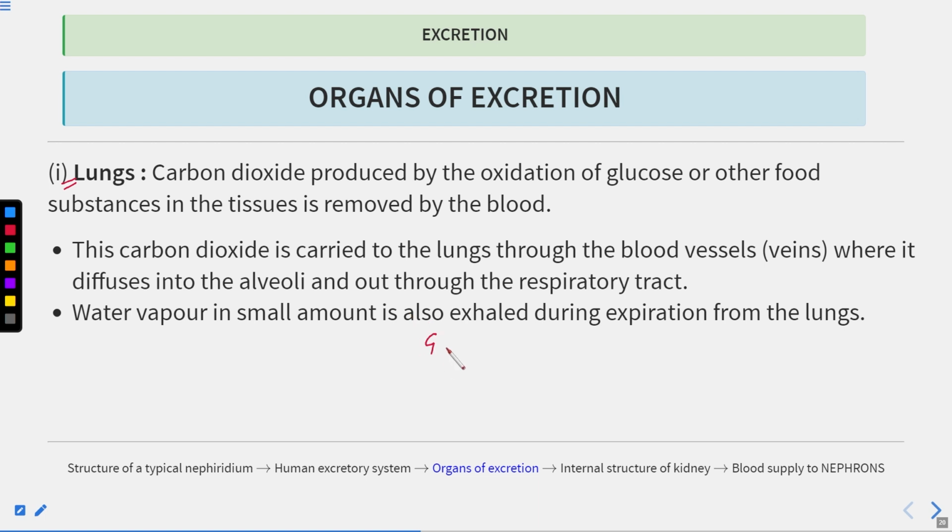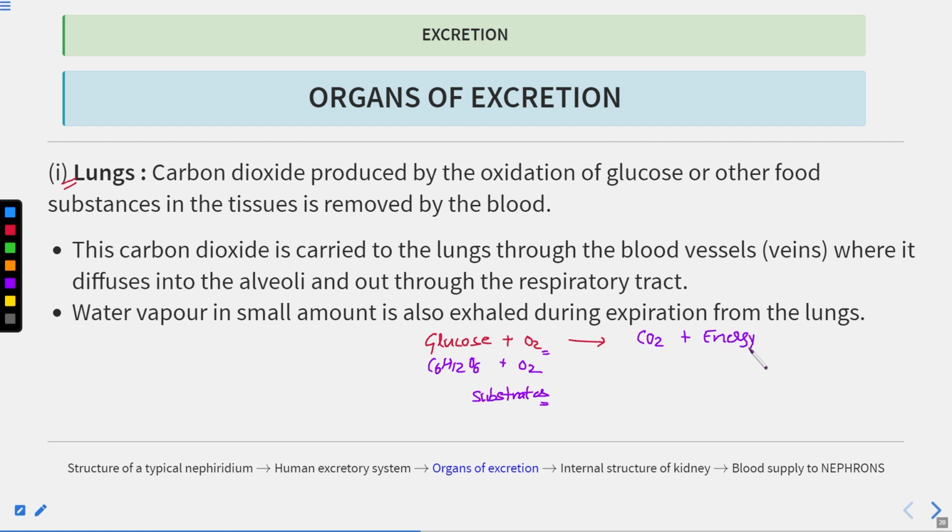So what happens? Suppose a glucose molecule is oxidized during respiration. So you can say glucose. What is the formula for glucose? It is C6H12O6. When it combines with oxygen, these are the substrates or the reactants. So glucose combines with oxygen, or in the presence of oxygen, it breaks down into smaller molecules, and here carbon dioxide is released, as well as energy is also released.